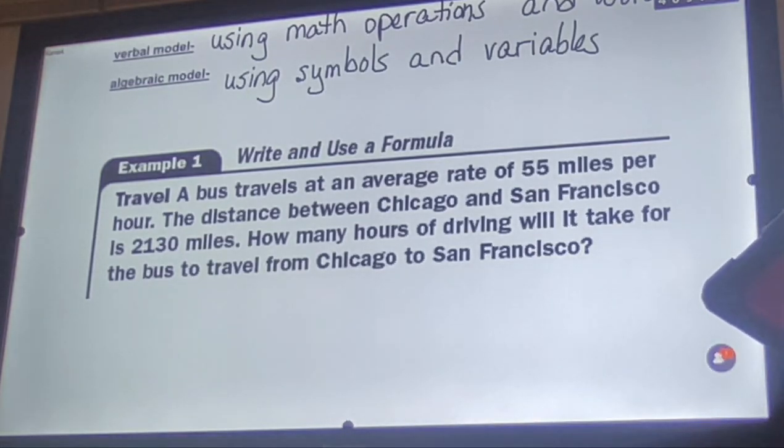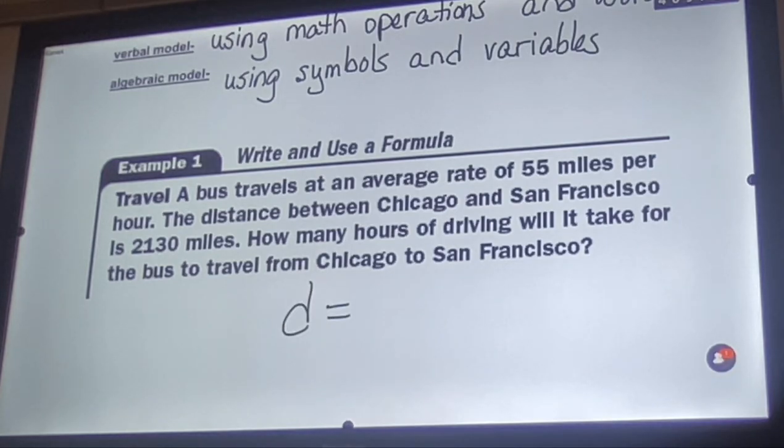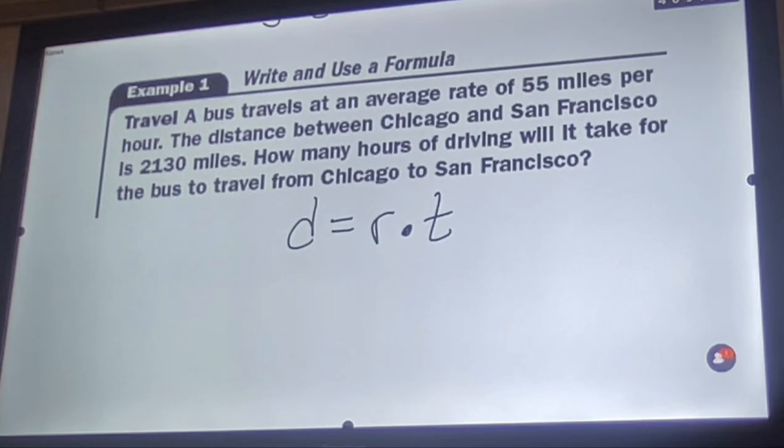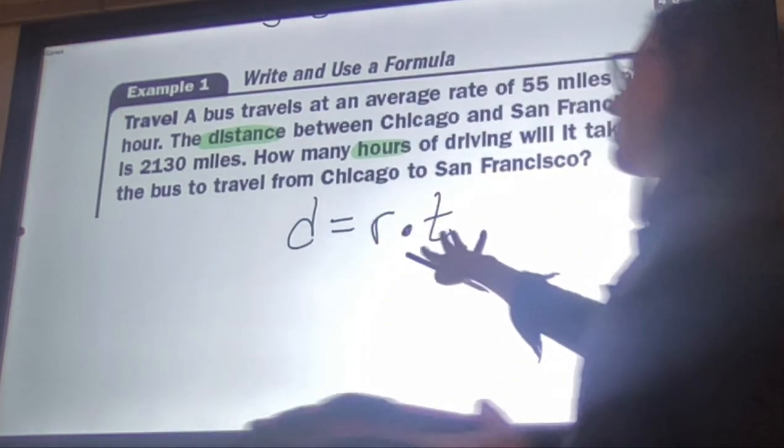Who remembers the formula that we can use for this, Chloe? Right. So D equals R times T. Why'd you pick that formula, Chloe? Yeah, it's talking about distance. It's talking about time for hours. And it says, how long will it take? Well, that means I want to find the time. So our formula, distance equals rate times time. So we could verbally say that this is the distance, we have the rate, we have the time.